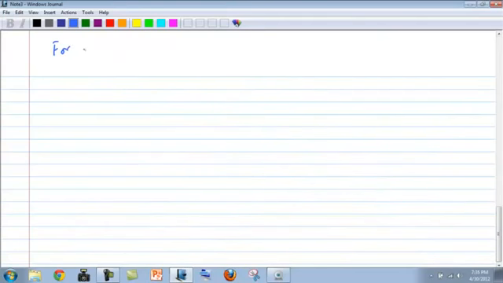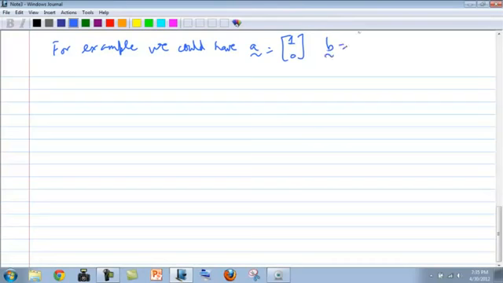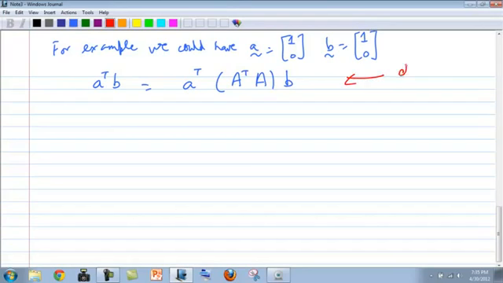So for example, we could have A = 1, 0 and B = 1, 0. So like a unit vector along the x-axis. And what we know is that A transpose B is equal to A transposed A B. Definition of orthogonal transformation.